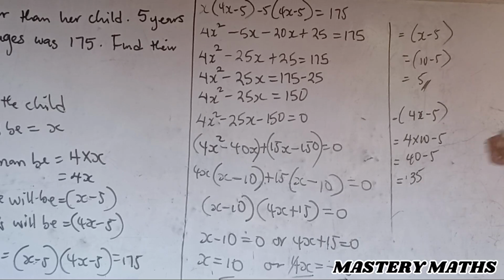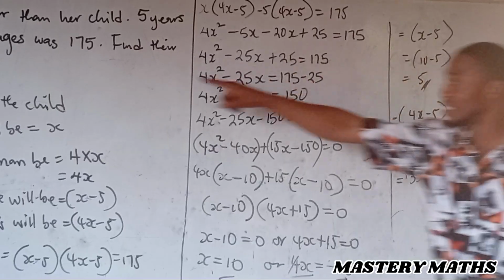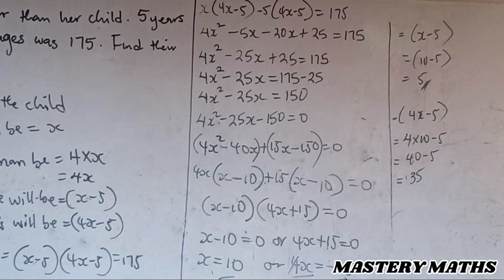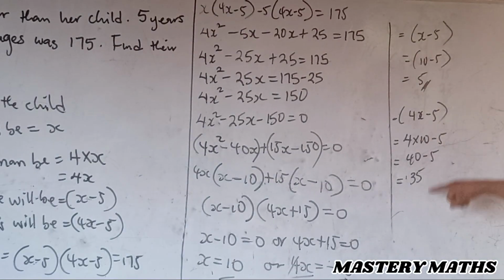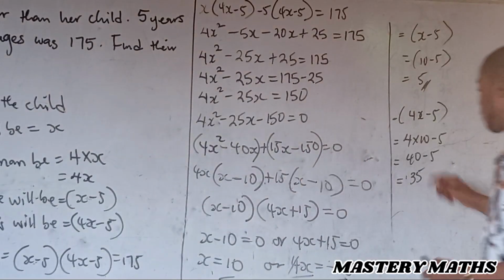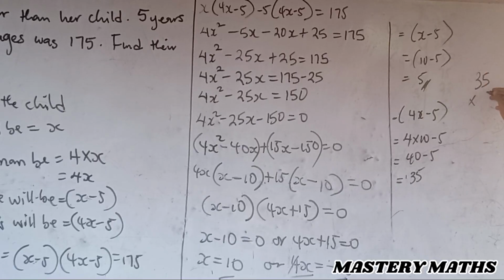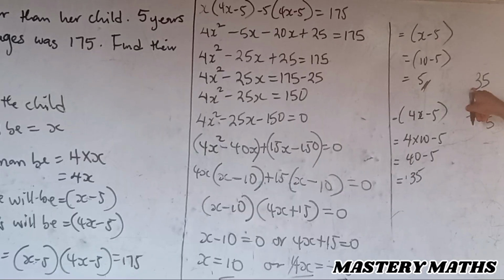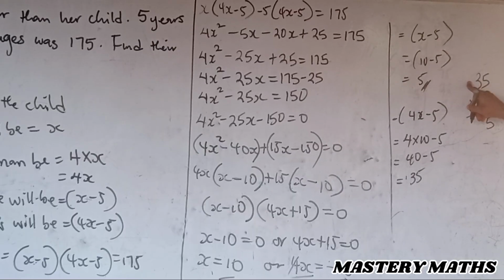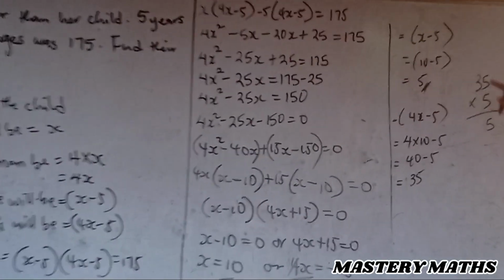Now, to know if our answer is correct, we multiply the woman's present age and the child's present age to see if it gives us the product. Let's check. We say 35 times 5. 5 times 5 is 25. Write down 5, carry 2. 5 times 3 is 15.